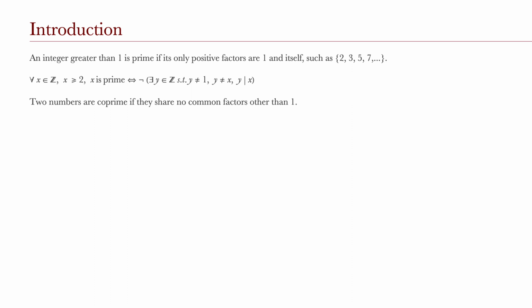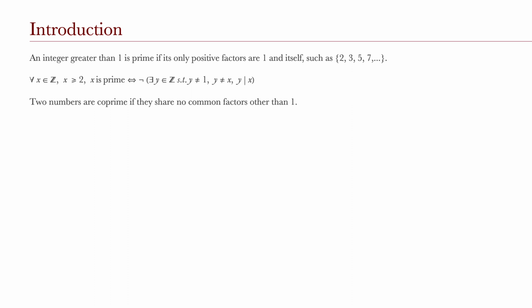Here we have that written out in some slightly more complicated notation, but this is just saying for any x that is an integer, and x is greater than or equal to 2, x is prime if and only if there does not exist a y that is an integer, such that y does not equal 1 and y does not equal x, but y divides x.